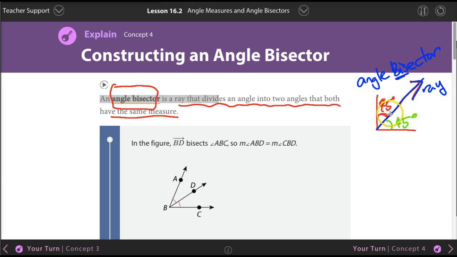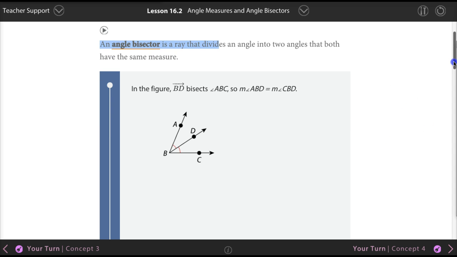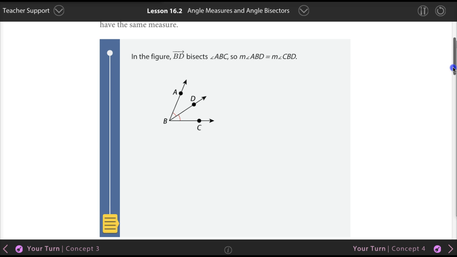Bi, because it means half. Okay, so it's an angle bisector. It cuts the angle in half. That's why it's an angle bisector. Okay, so that's the only thing you have to know. If you have an angle bisector, they have to measure the same. Okay?